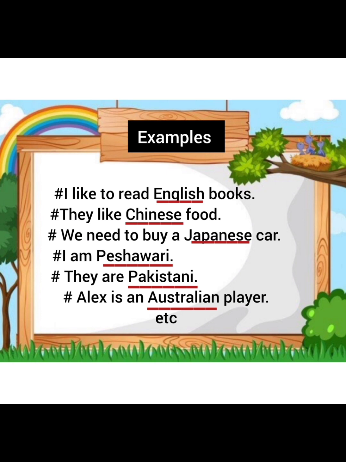We need to buy a Japanese car. Japanese is the quality of a car. It is used before the noun and it is referred to as a proper adjective. I am Peshawari. Peshawari is your proper adjective here and it modifies the subject here. They are Pakistani. Again, Pakistani is the proper adjective. It is the modifier of this subject they. Alex is an Australian player, etc. Australian again is derived from the proper noun that is Australia, and here it is used to modify the player.